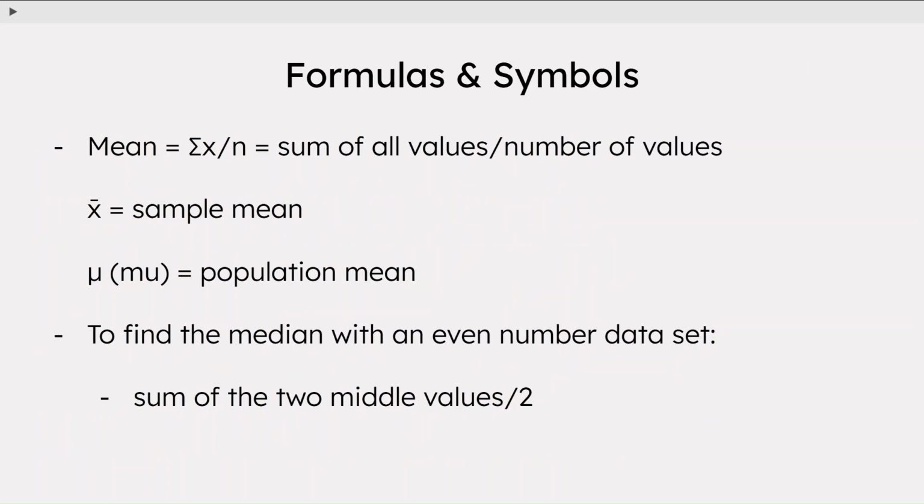So different formulas and symbols we would need would include, for the mean, the sum of all values over the number of values, which is given here. X bar, which is a sample mean, which is going to be the symbol we're mostly going to be using for examples. And population mean, which is mu. To find the median with an even number dataset, you would take the sum of the two middle values over 2. This would make more sense as we get into examples as well.